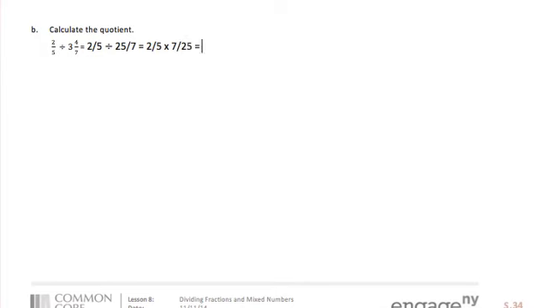And then we will multiply numerators. 2 times 7 is 14. Multiply the denominators. 5 times 25 is 125. And since 14/125 can't be simplified, there's no number that both those two numbers can be divided by, our final answer is 14/125.